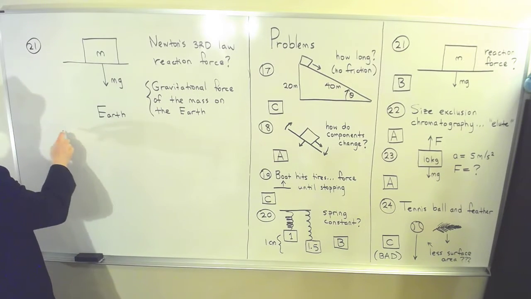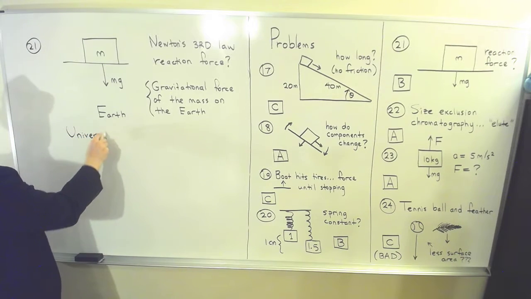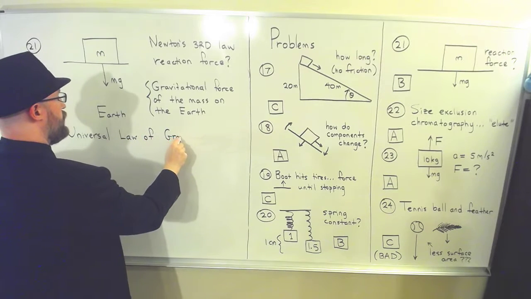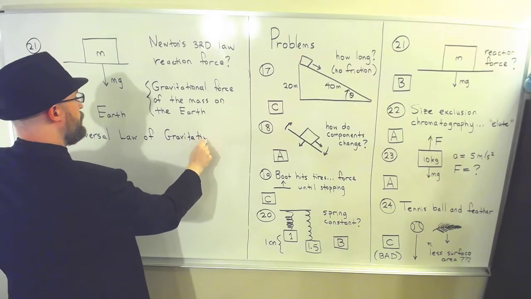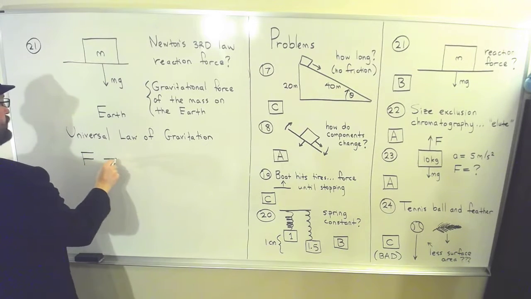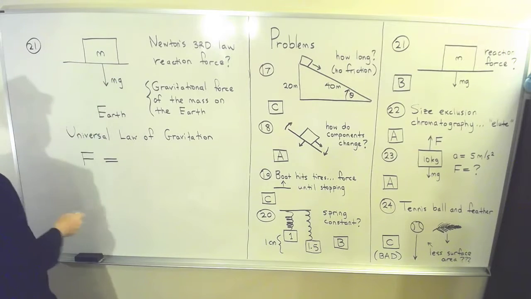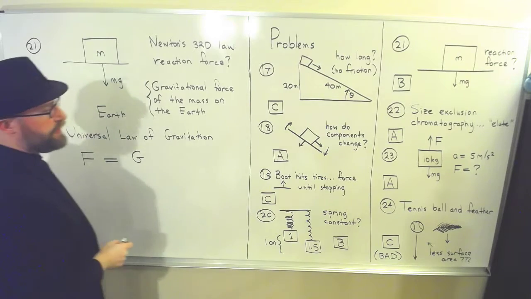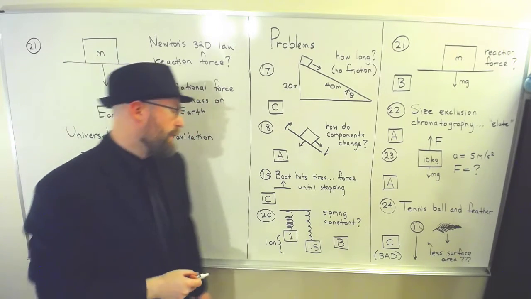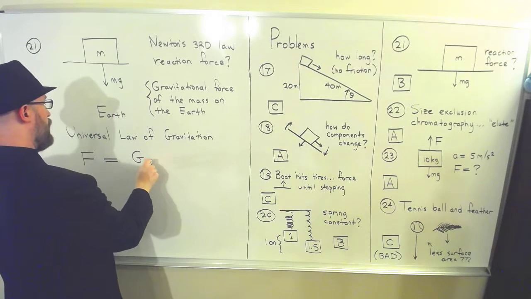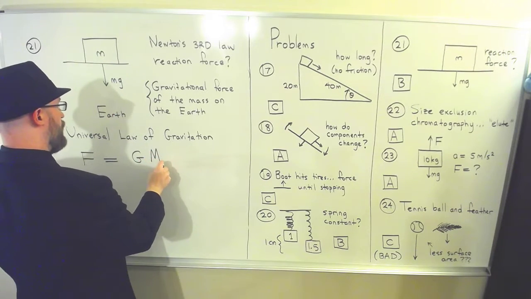And this comes from Newton's universal law of gravitation. I don't think you'll have to remember this, but it wouldn't hurt. It says that the force of gravitation between two masses, in this case the mass of the Earth and this mass, is some constant called G, which is just a number. You don't have to remember it. It's like 6.67 times 10 to the negative 11th or something. And then you have big M, so this is the mass of the Earth.